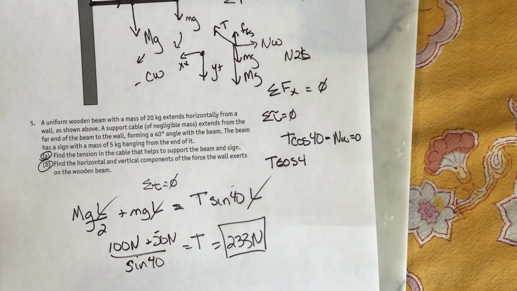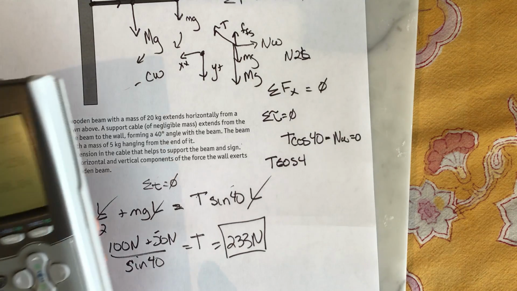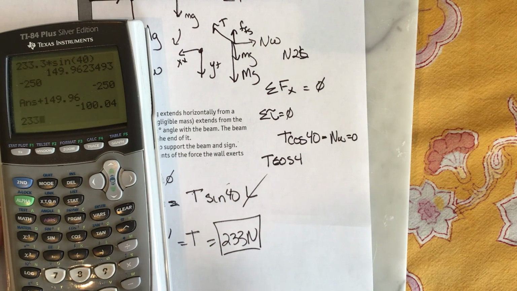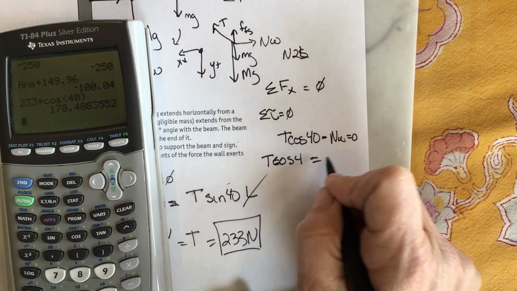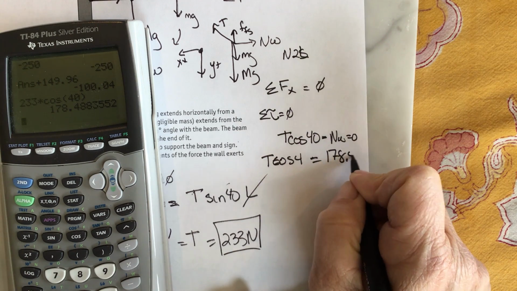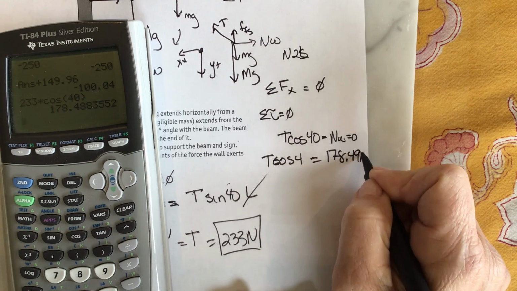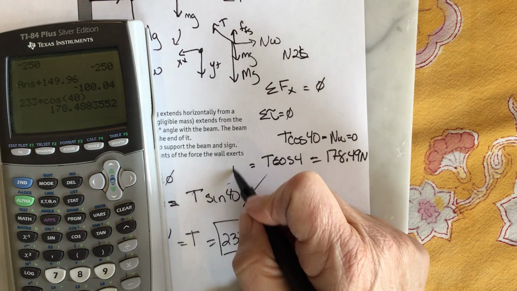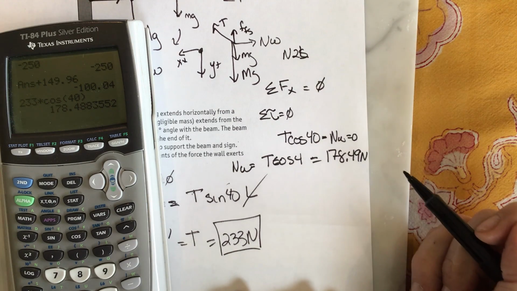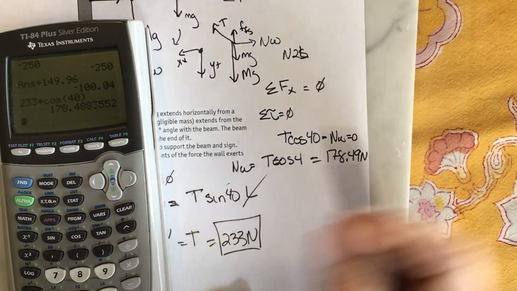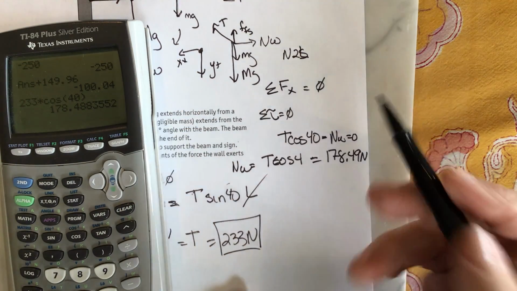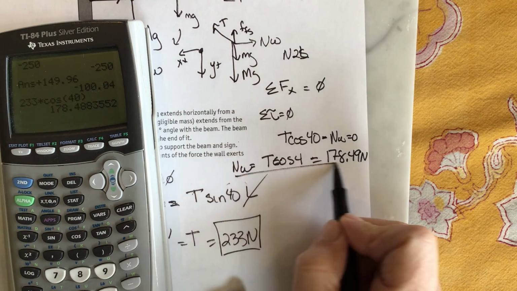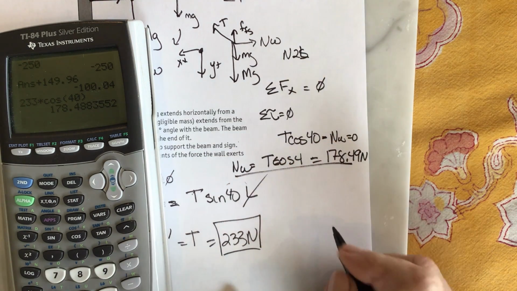So, where's my calculator? Tension cosine, so that's 233 times cosine 40. All right, so I get the normal force of the wall is equal to 178.4, we'll round it up, 9 newtons, right? So normal force of the wall. Okay, and I'm not in a hurry, so I can be picky. We could go 488, but 489 is fine. All right, so that's my normal force of the wall, and that's the force in the x direction.